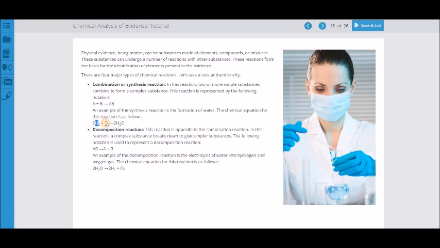Such as, I've already shown you this, 2 hydrogen molecules and 1 oxygen molecule go together to give me 2 water molecules. Okay, that's a combination reaction. Very simple, straightforward, happens all the time.